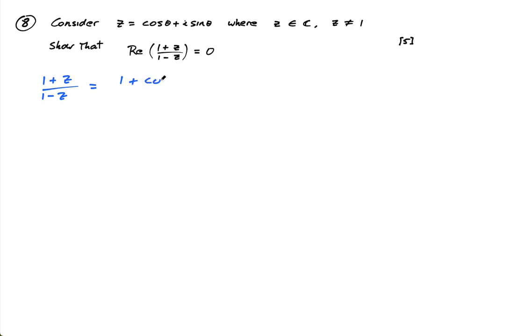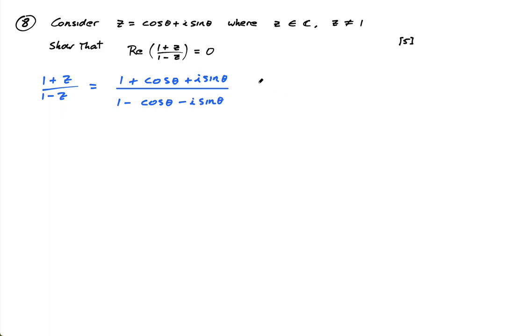So it's 1 plus cos theta plus i sine theta, over 1 minus this. It's minus cos theta. I'm going to put minus, be careful guys, it's minus i times sine theta.